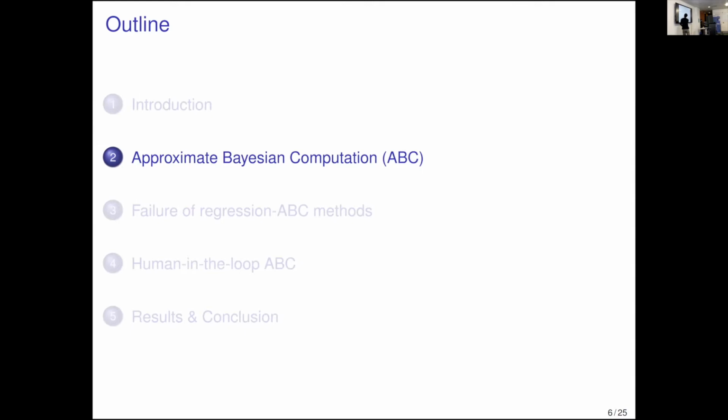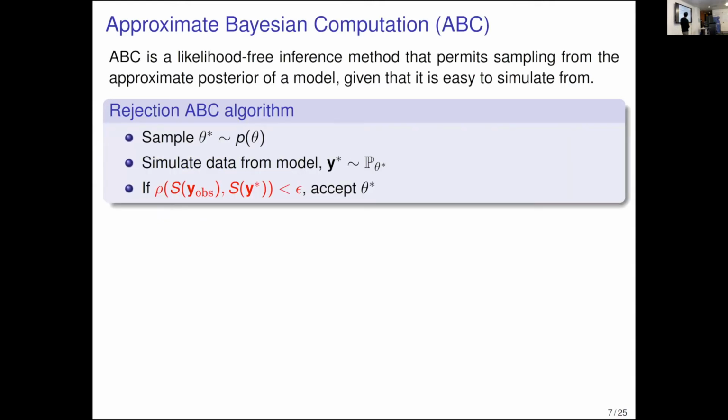Okay, so let's go to ABC. So ABC is, as I said, a likelihood-free inference method that allows you to sample from the approximate posterior of your model, given that the model is easy to simulate from, which means that the forward simulations should be straightforward. I mean, if you cannot even do that, then there's no hope.